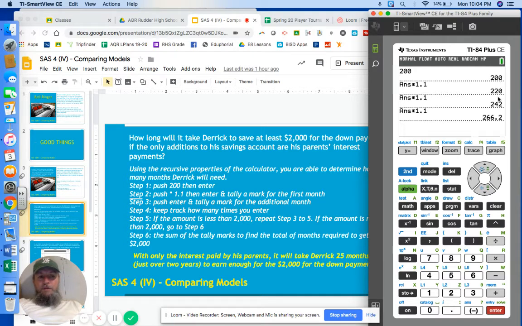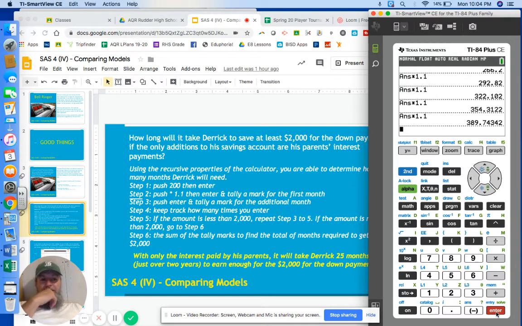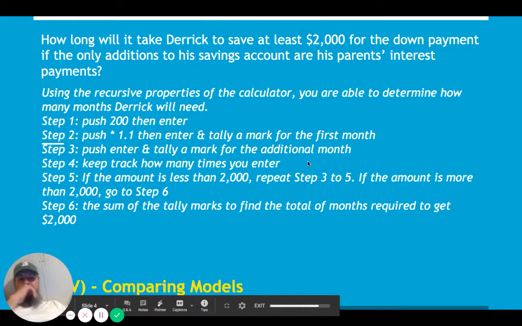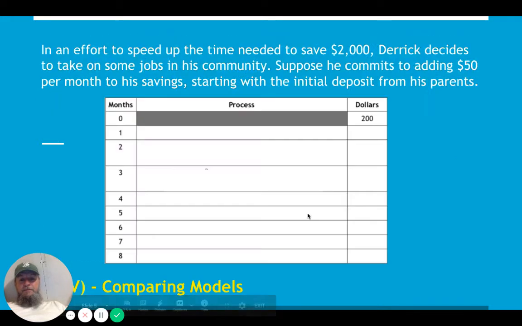So that's 0, 1, 2, 3. I'm going to keep track of it until I get to 2,000. 4, 5, 6, 7, 8, 9, 10, 11, 12, 13, 14, 15, 16, 17 months, and we're still only at $1,000. So we'll keep going, 18, 19, 20, 21, 22, 23, 24, 25 months. So a little after 24 months, he's going to have $2,000. With the interest paid by his parents, it will take Derek just over 2 years to have that $2,000.